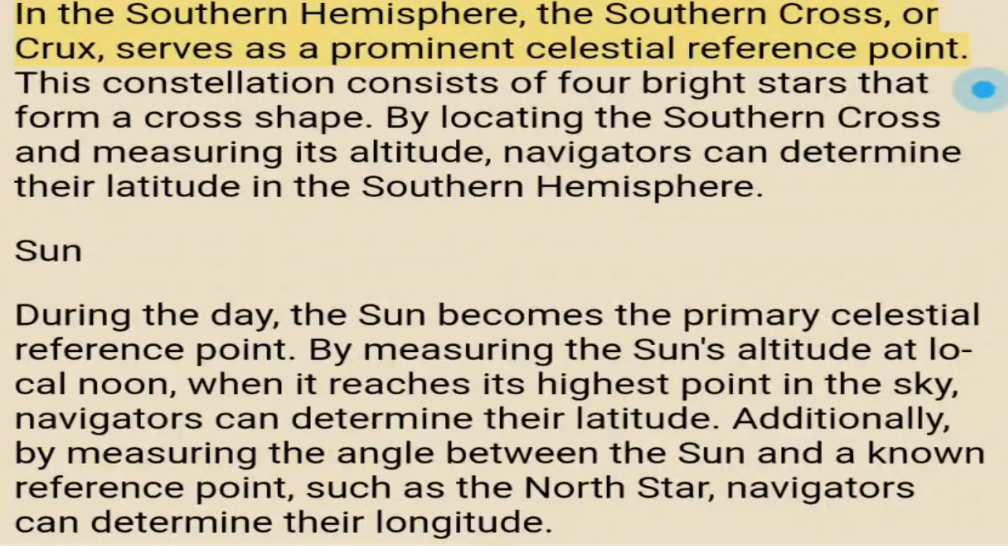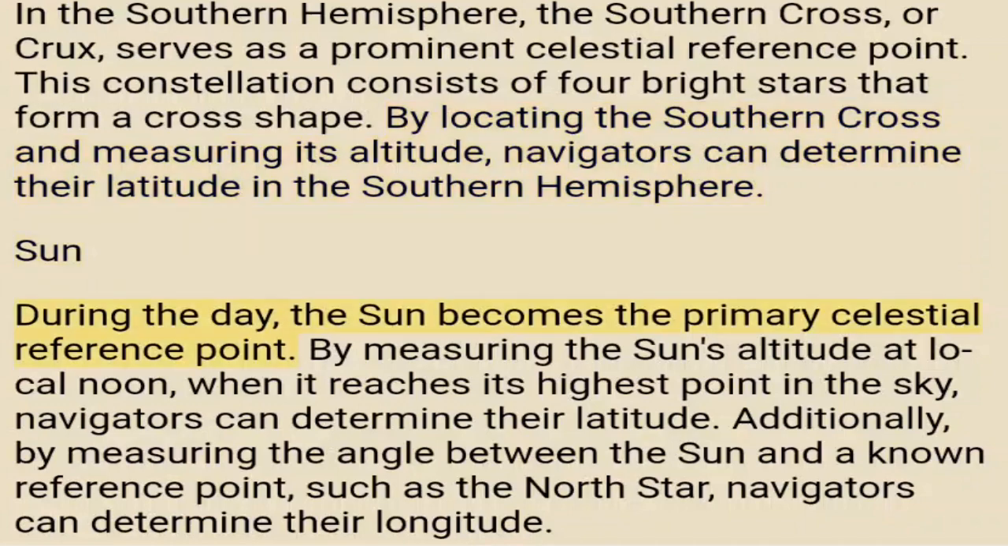Southern Cross. In the Southern Hemisphere, the Southern Cross, or Crux, serves as a prominent celestial reference point. This constellation consists of 4 bright stars that form a cross shape. By locating the Southern Cross and measuring its altitude, navigators can determine their latitude in the Southern Hemisphere.